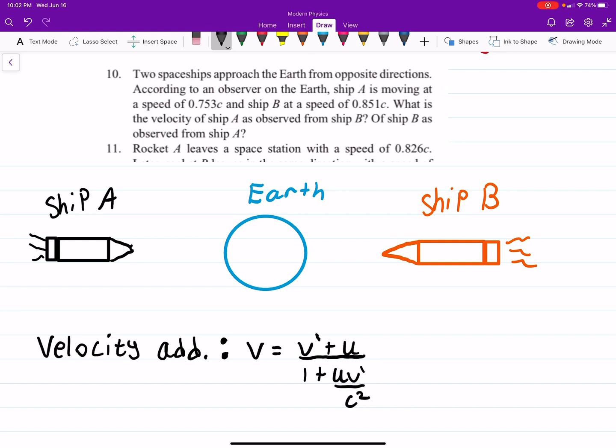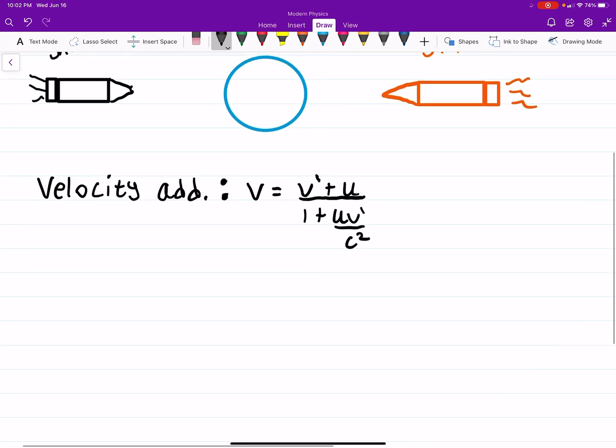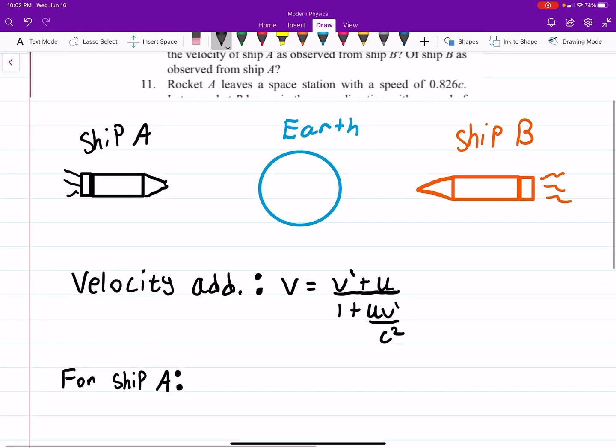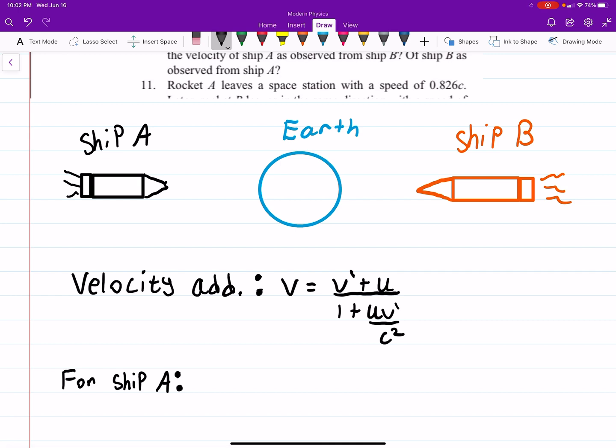So this is our velocity addition equation for relativistic speeds. And we'll start with ship A. So for ship A, what does ship A see? Well, ship A is going to see ship B moving towards it, moving towards the left. So just conceptually, we know that if we're letting right be positive, it's going to appear to have a negative velocity.